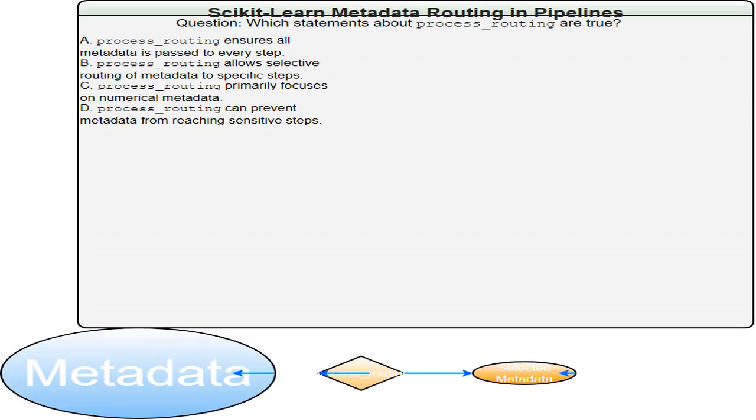Metadata refers to extra information about data, providing context or characteristics. It's like adding labels, descriptions, or extra details to the data. For example, metadata could include the source of the data, units of measurement, or any other relevant information.